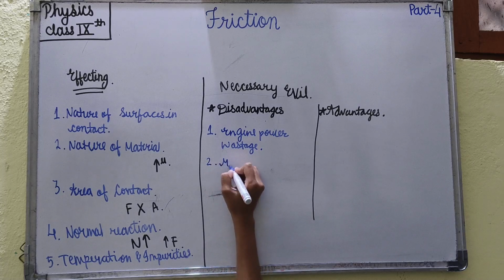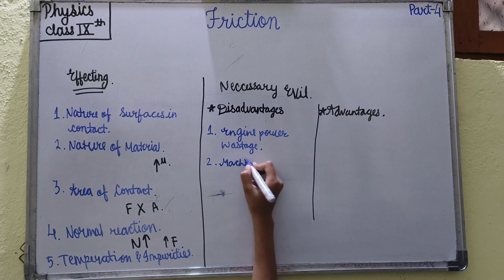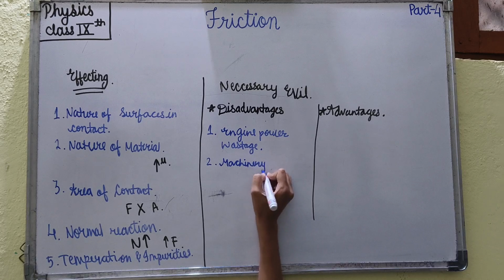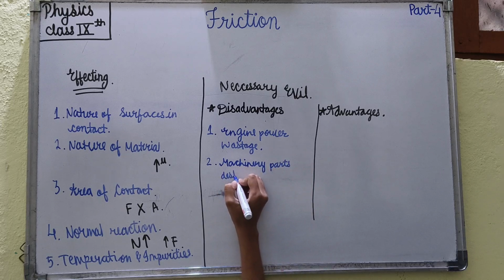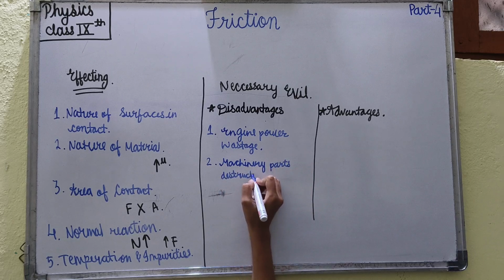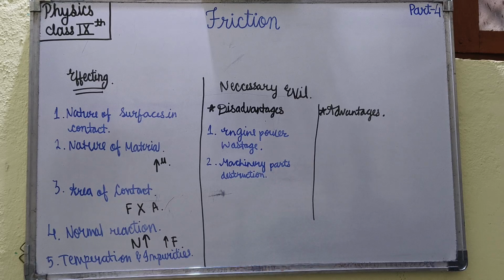Second is machinery parts destruction. Friction causes wear and tear of machinery parts and tyres.